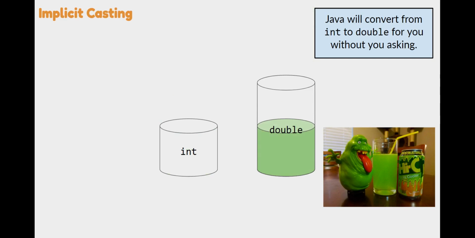So Java will convert from an int to a double for you without asking because it doesn't have to worry about losing any data. It doesn't have to worry about losing any information. There's plenty of room to take the information from an int and put it into a double.